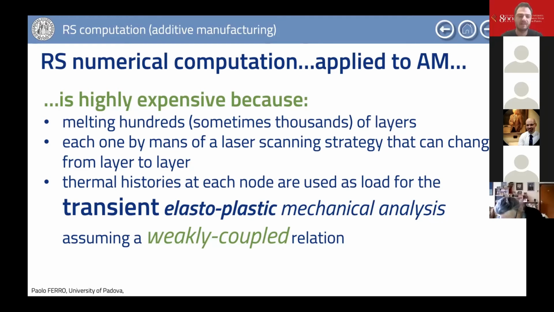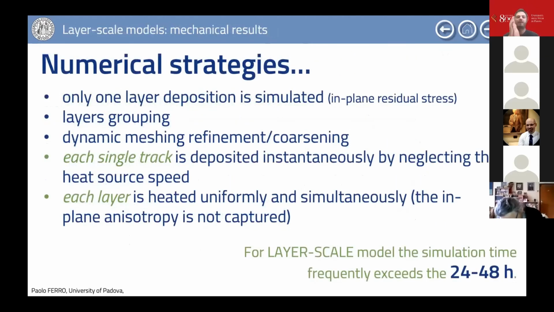Of course, as in welding simulation, the thermal and metallurgical history is applied to the model as input for the calculation of the transient elastoplastic mechanical analysis. Because of that, it is imperative, mandatory, for simulation of additive manufacturing processes, when the goal is to assess the residual stress, to use numerical strategies. I tried to collect these in these pictures.